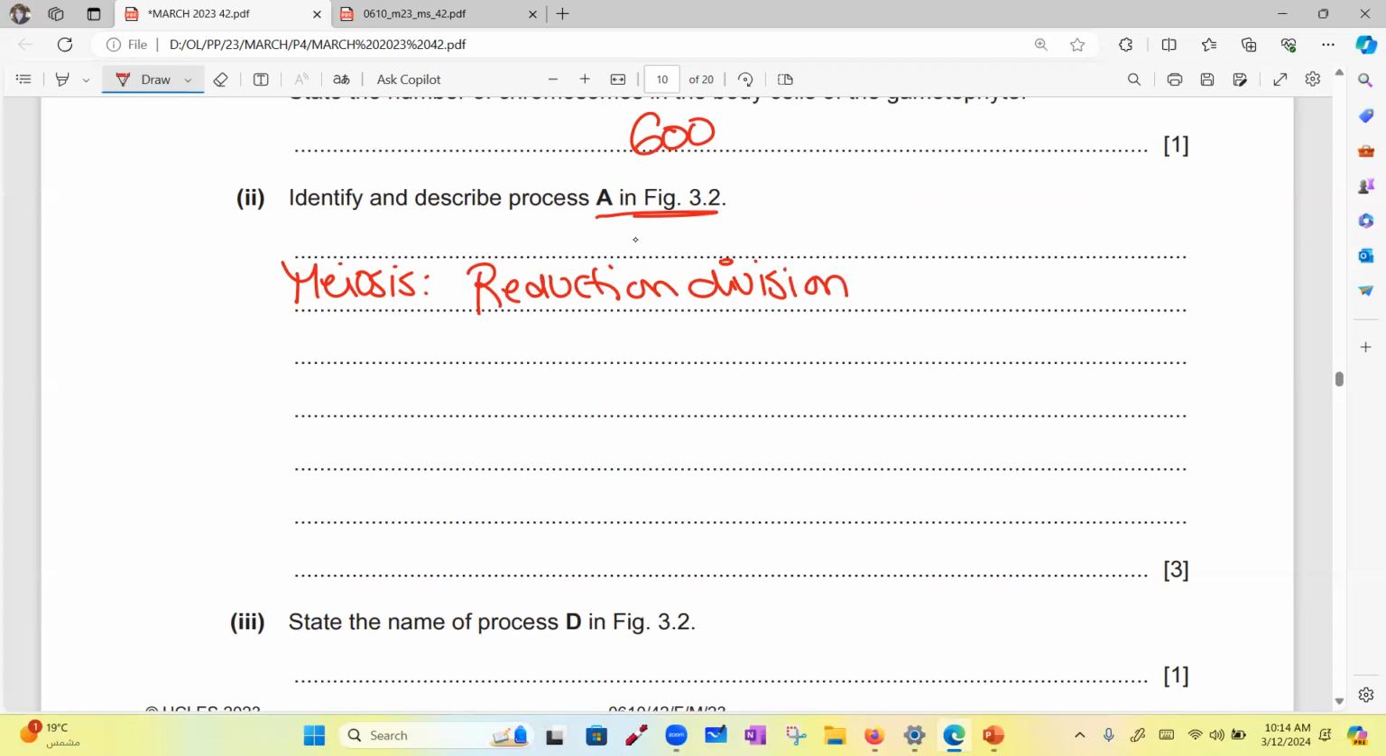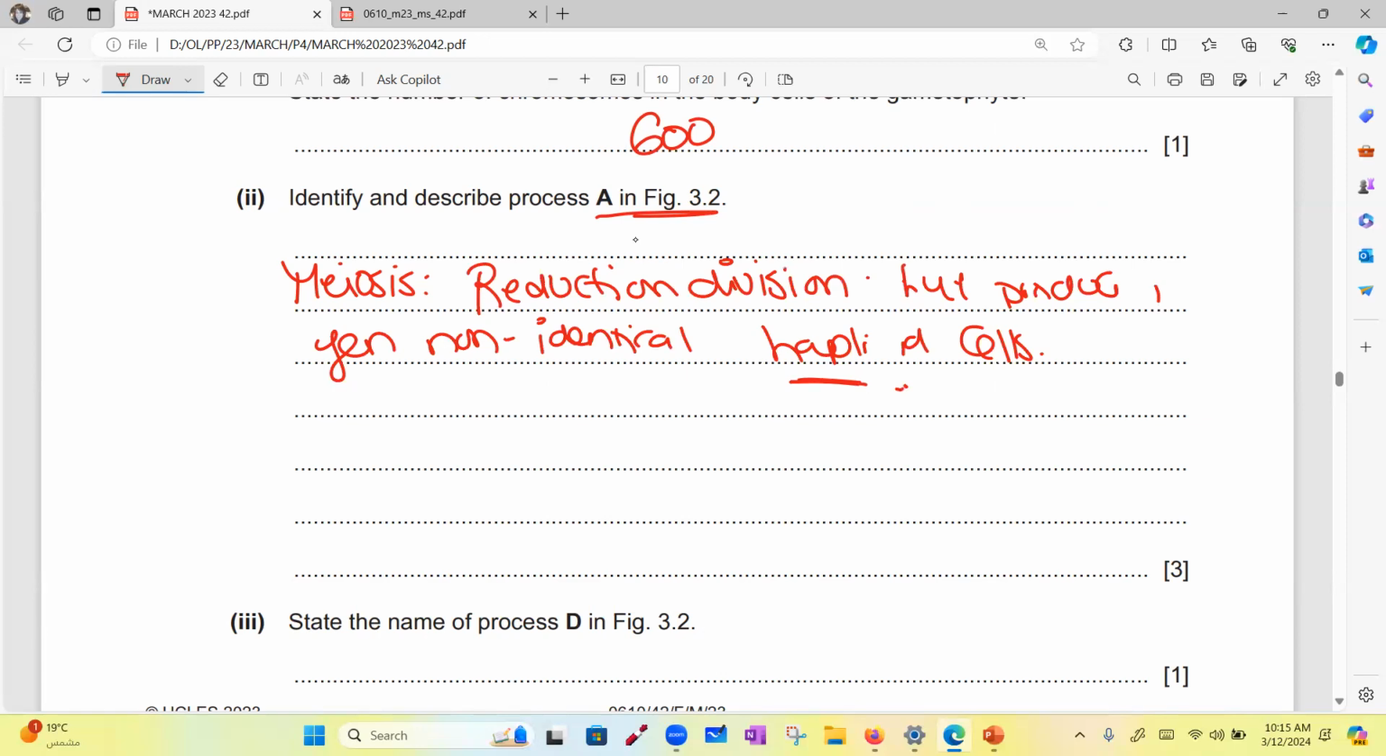So meiosis is reduction division that produces genetically non-identical haploid cells. Is this enough? No. What will I do next? Exactly. You can say that, of course. But when you mention haploid cells, you will leave it or you will define it? If you mention the term haploid cells, you will, of course, define it. It's 3 marks. Okay? You will define what are haploid cells.